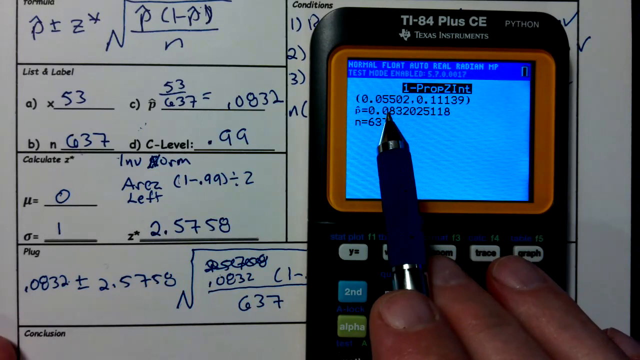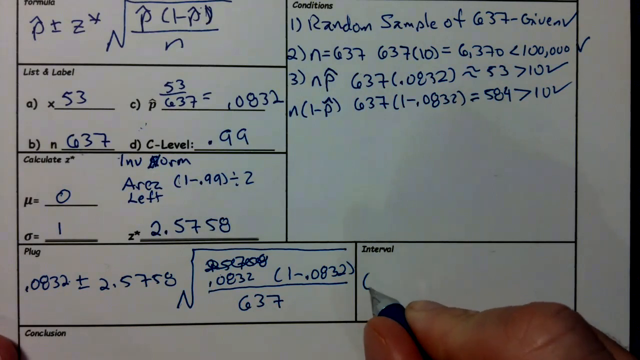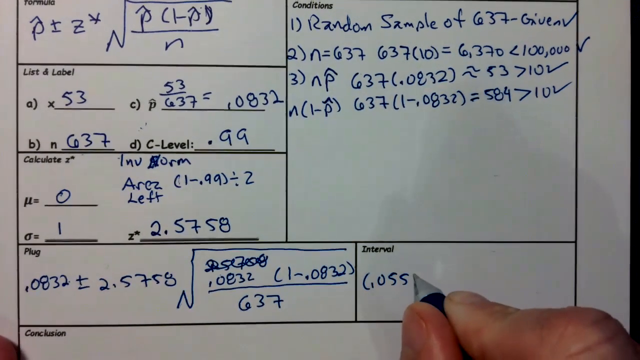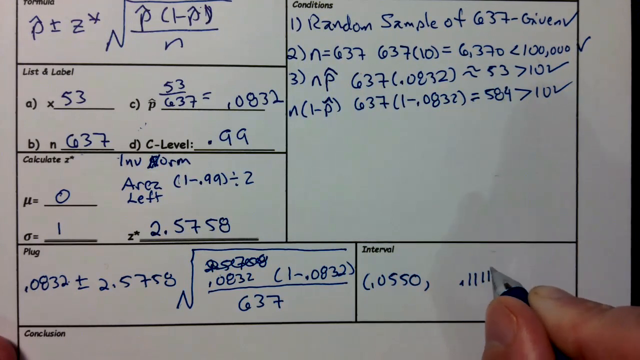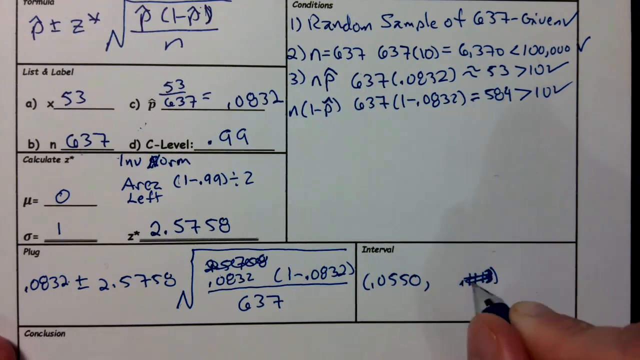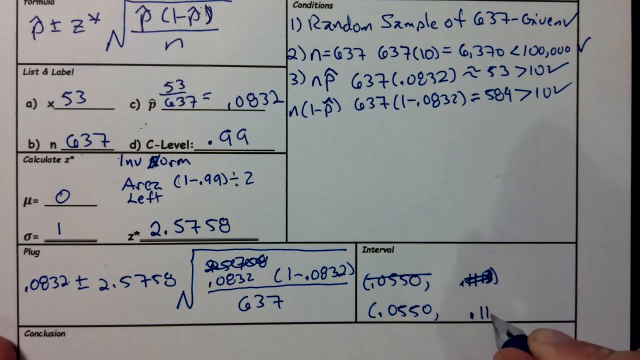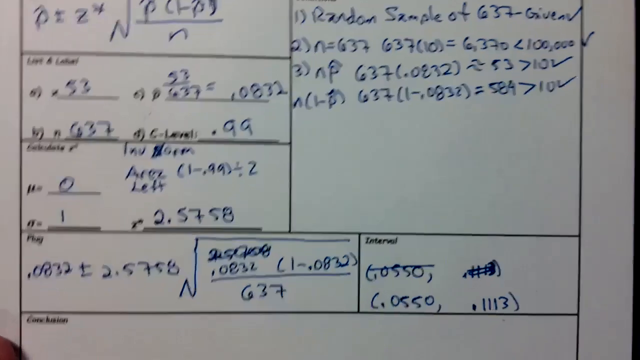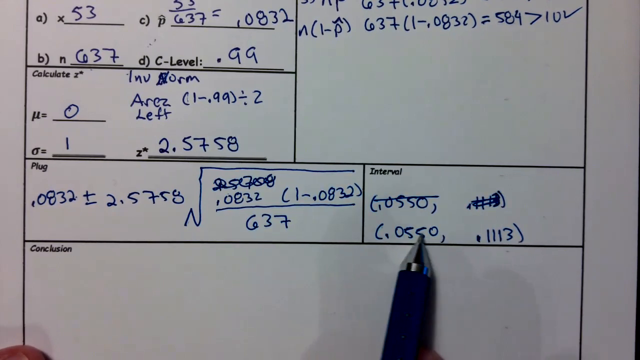And we end up getting an interval of 0.0550 to 0.1113. I'll rewrite that. 0.0550. Sorry for the mistakes, guys, but I guess it's a little bit early for me this morning. 0.1113. All right. So the interesting thing is this is greater than 5%.